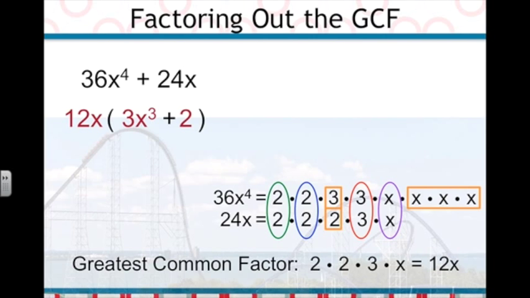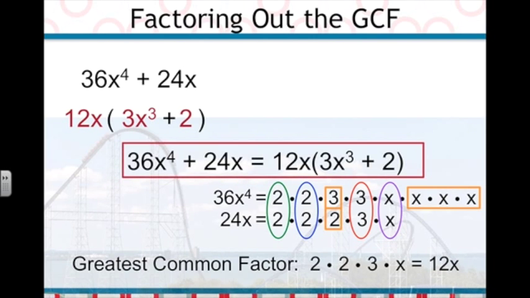Now we know our solution. 36x to the fourth plus 24x equals 12x times the quantity 3x cubed plus 2. Remember, you can always check your answer by distributing the 12x back in. 12x times 3x cubed equals 36x to the fourth, and 12x times 2 equals 24x. So we know our answer is correct.